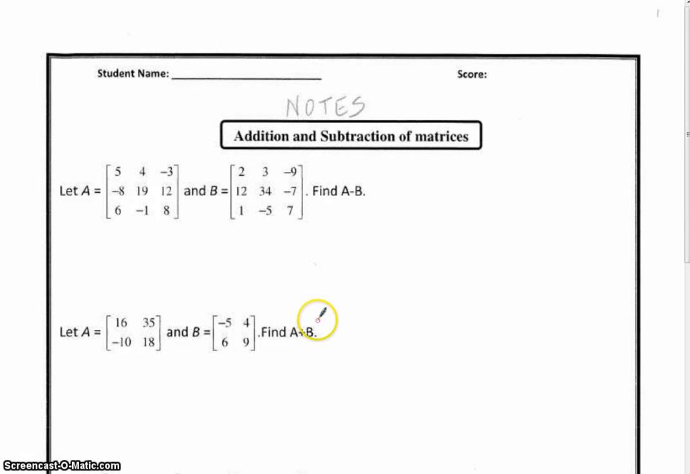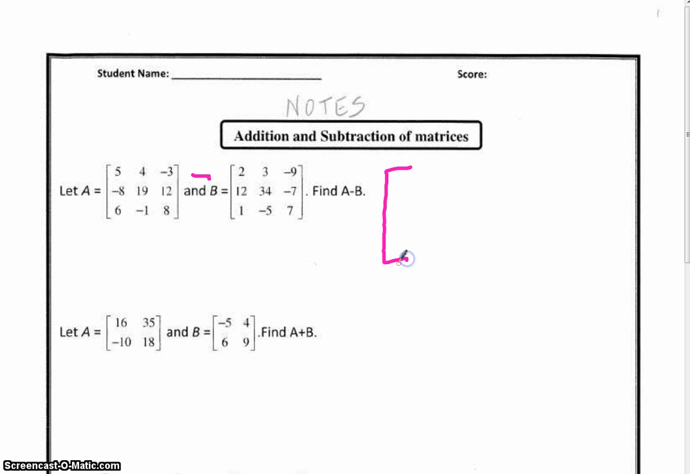Okay, this is for Algebra 2. We're still adding and subtracting matrices. Presenting it to you a little different today, but what you do is the same as what we did yesterday. They tell you that the A matrix is 5, 4, -3, -8, 19, 12, 6, -1, 8. And the B matrix is 2, 3, -9, 12, 34, -7, 1, -5, 7. And then it tells you to find A minus B. So you're taking the first one minus the second one. That's all there is to it. It just looks a little different, okay?